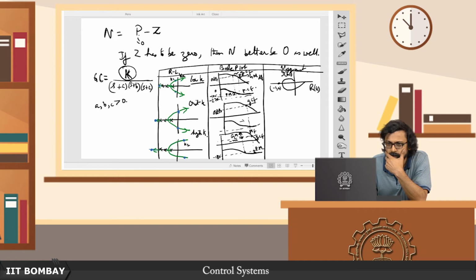So here you will see something like this, and you will see that this point is excluded. You draw any test radius or test phasor like this, and it does not cut this at all. Even if it were to cut, you can see that it will cut once in one direction and the second time in another direction.